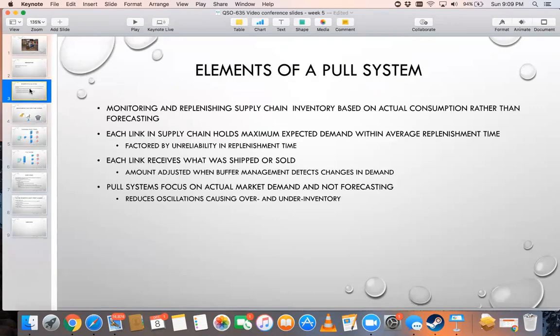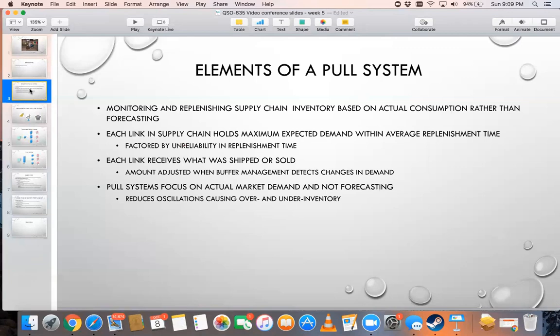So without further ado, a pull system is quite a bit different than a push system. The major difference is that in a pull system, the vendor controls the rate of material flowing through the system. In a couple slides, you're going to see how they're structured such that the vendor has control. That's why it's called a pull system, because the vendor pulls the materials towards them as it is consumed. So as a result, the pull system focuses on actual consumption rather than forecasting.